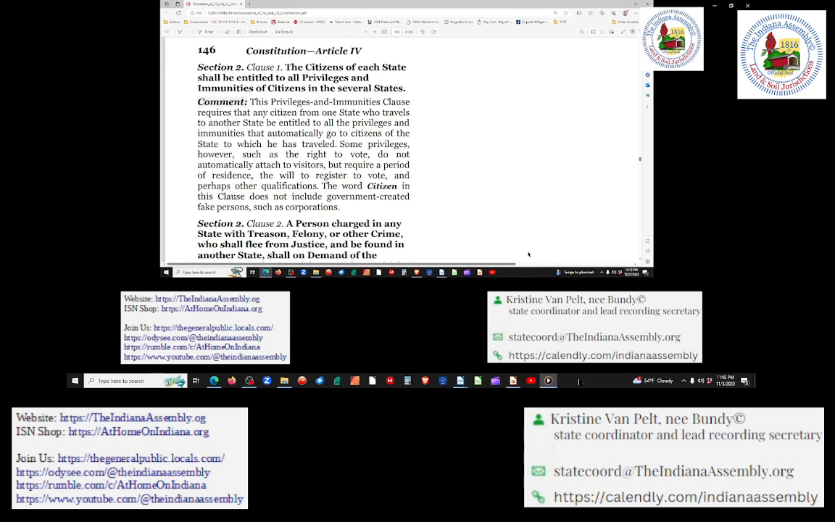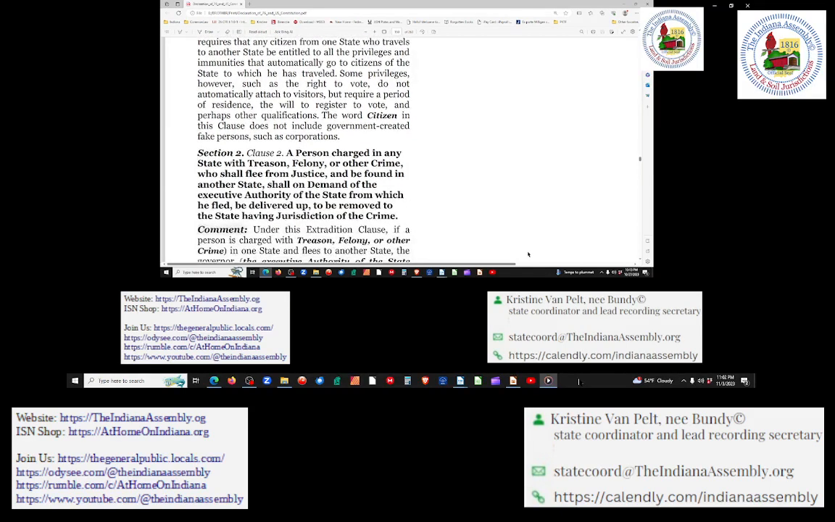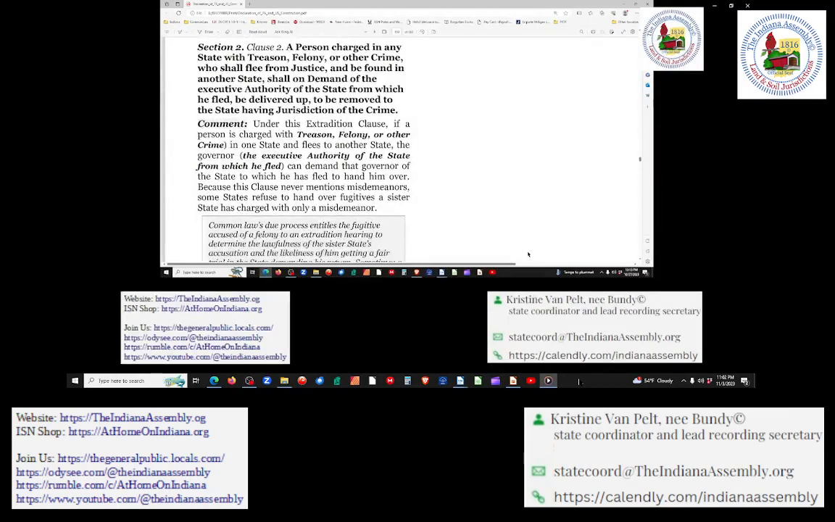The word citizen in this clause does not include government-created fake persons such as corporations. Clause 2, Section 2. A person charged in any state with treason, felony, or other crime, who shall flee from justice and be found in another state, shall, on demand of the executive authority from the state from which he fled, be delivered up to be removed to the state having jurisdiction of the crime.